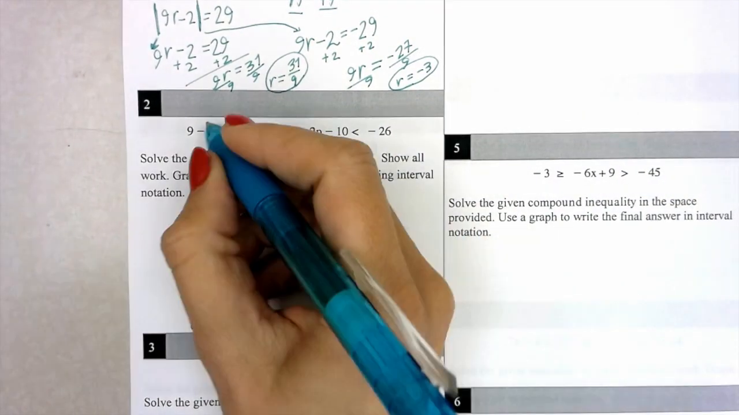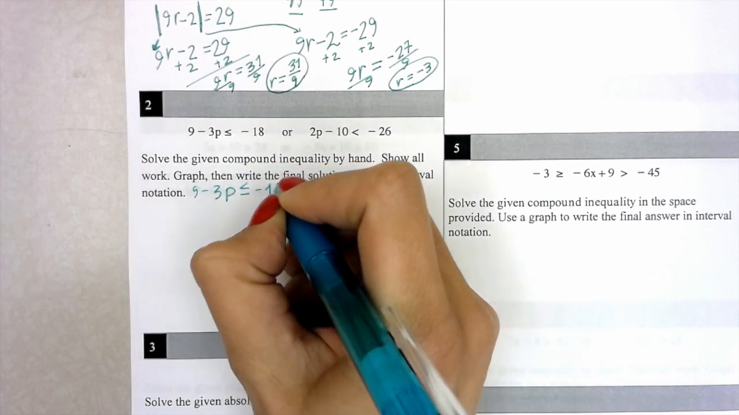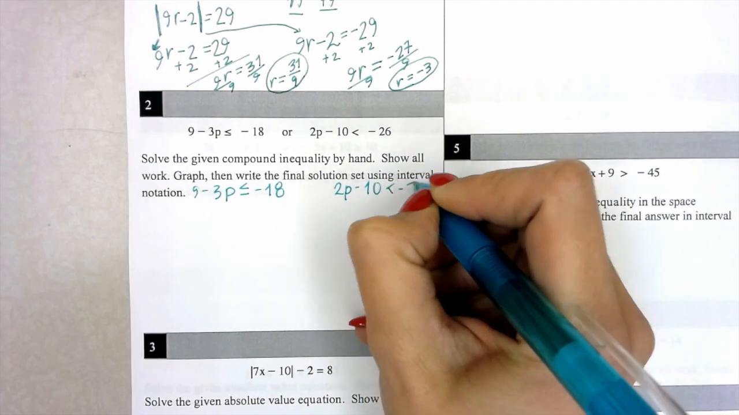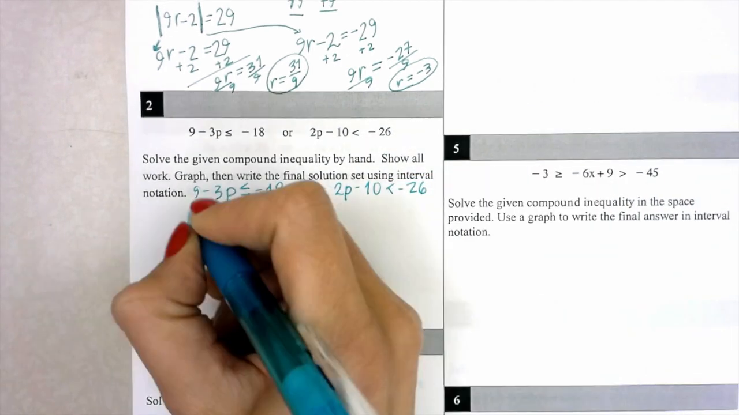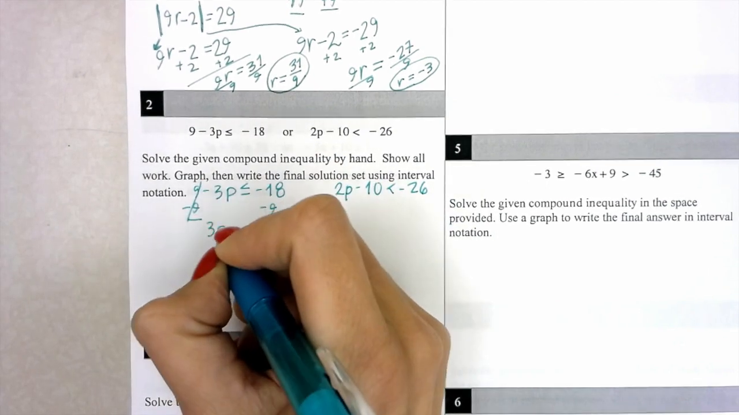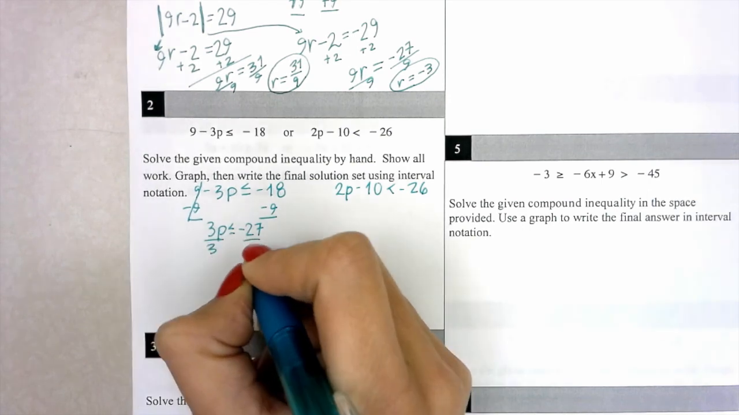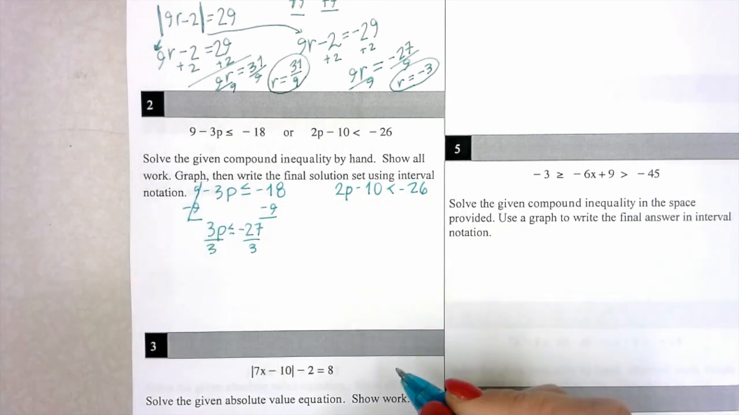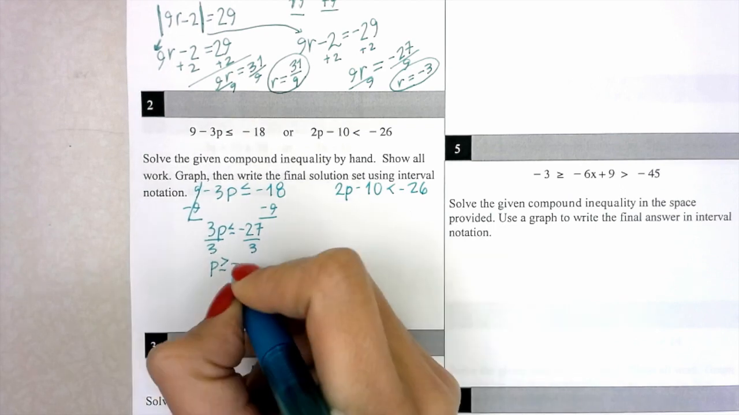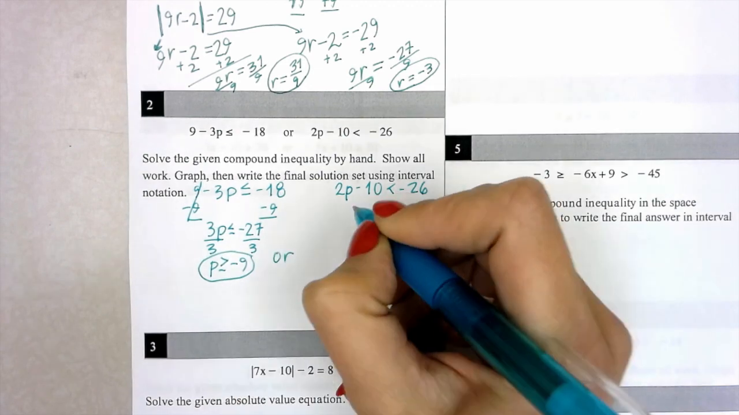So here I have 9 minus 3p is less than or equal to negative 18. And I also have 2p minus 10 is less than negative 26. I'm going to subtract 9 from both sides. 3p is less than or equal to negative 27. Divide by 3. Now, if I divide, do I flip the sign? No, you only flip when you multiply or divide by a negative. So p is greater than or equal to negative 9, or, now this one, add 10.